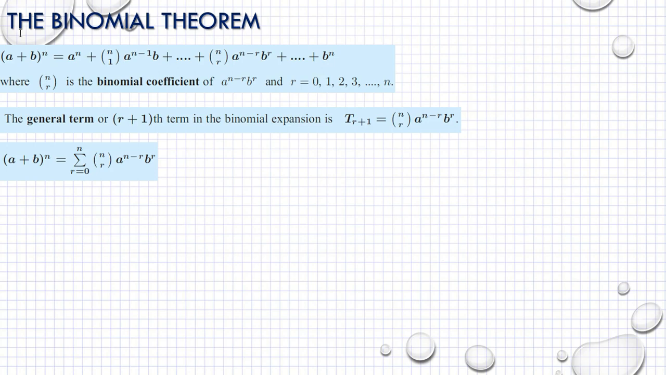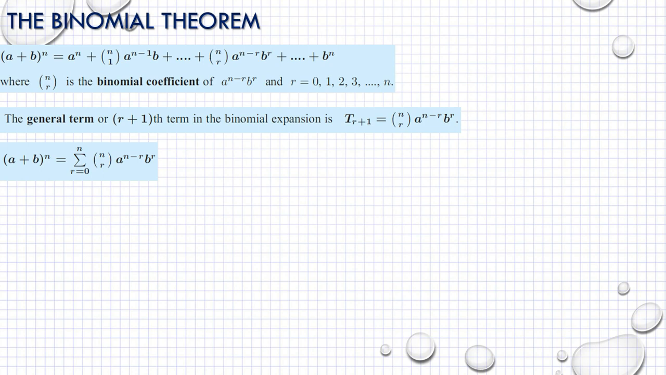In this video, I will be discussing the binomial theorem. And the binomial theorem is very related to Pascal's triangle. Before I go further into Pascal's triangle, I will define the binomial theorem. It says (a + b)^n is equal to a^n.